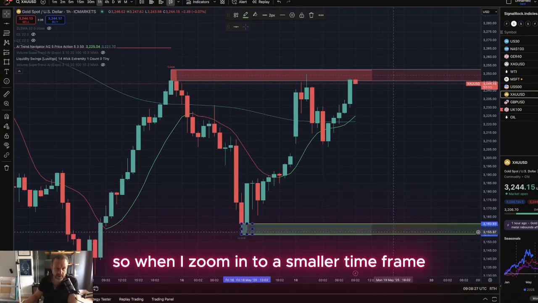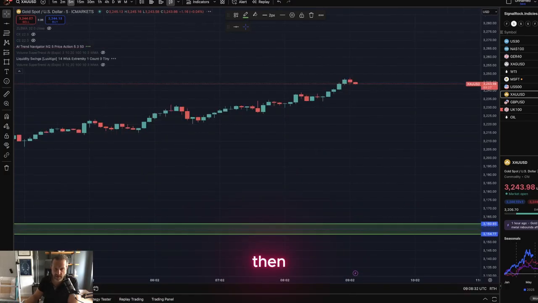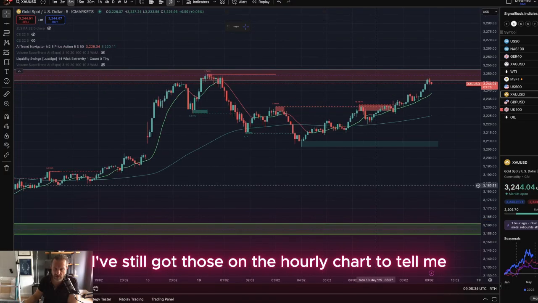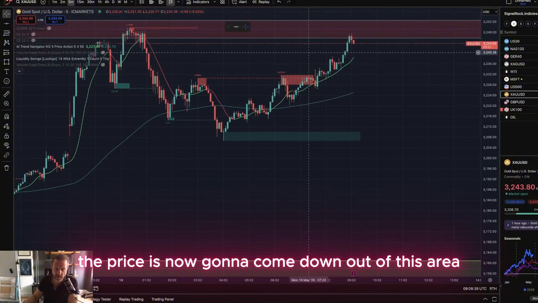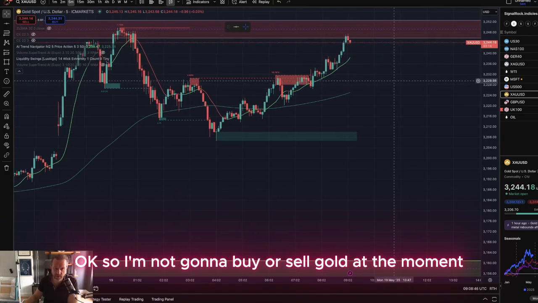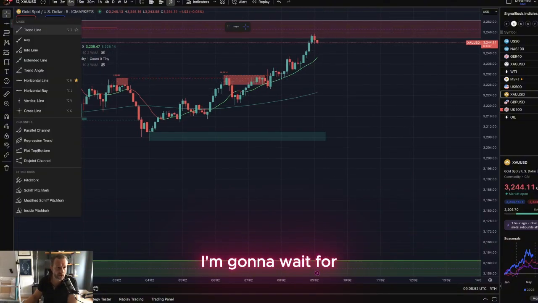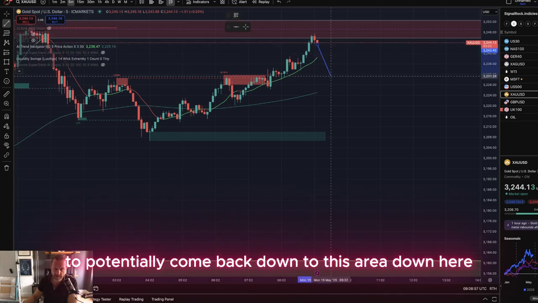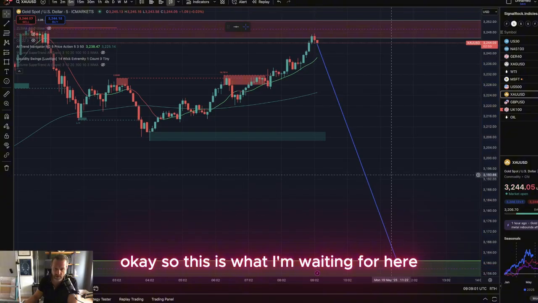So when I zoom in to a smaller time frame, let's go into the 5-minute chart, I've still got those on the hourly chart to tell me there's a possibility the price is now going to come down out of this area. So I'm not going to buy or sell gold at the moment. I'm going to wait for the price to potentially come back down to this area down here. This is what I'm waiting for.